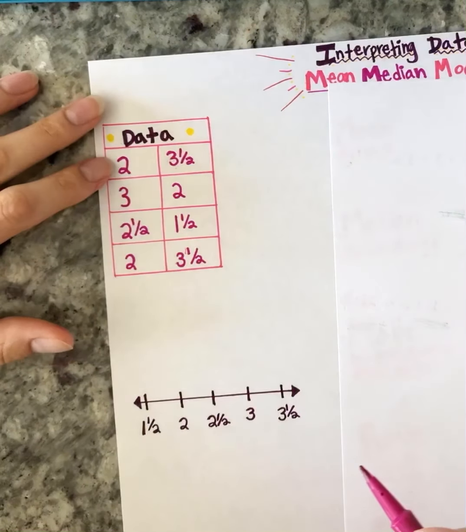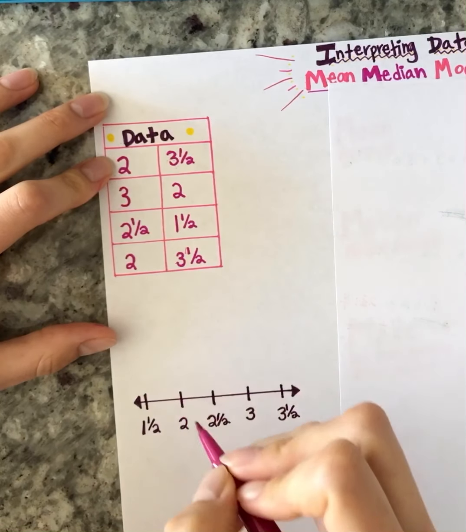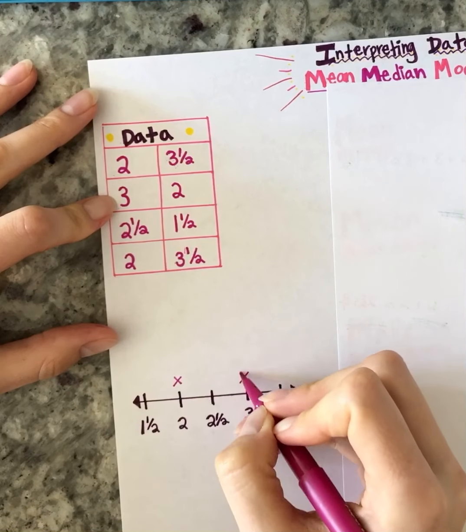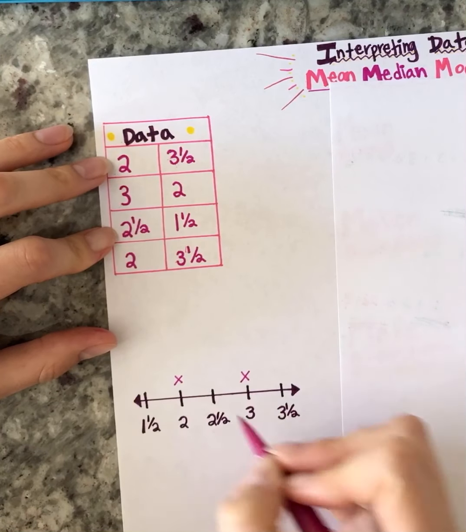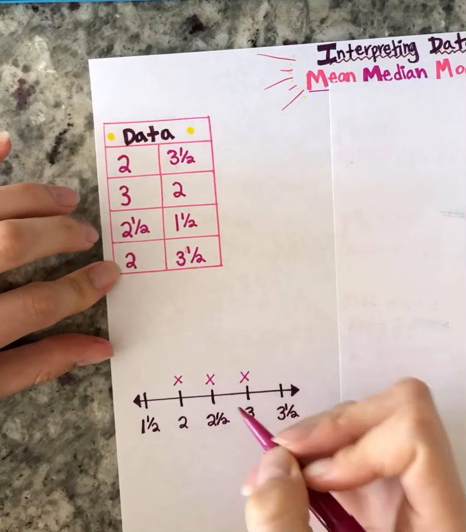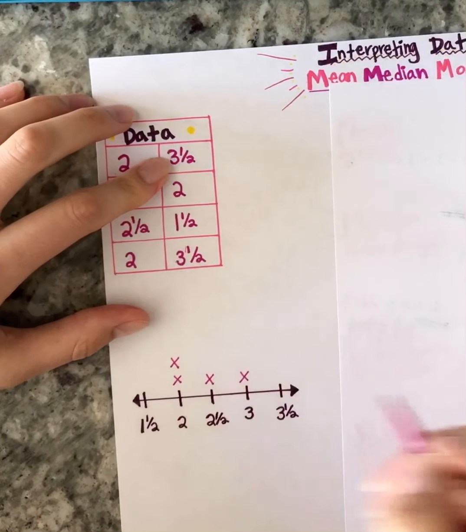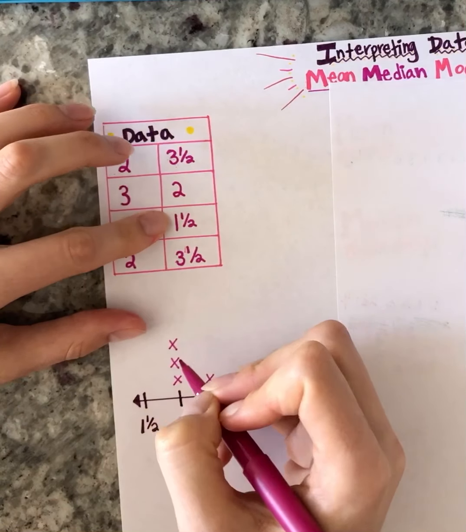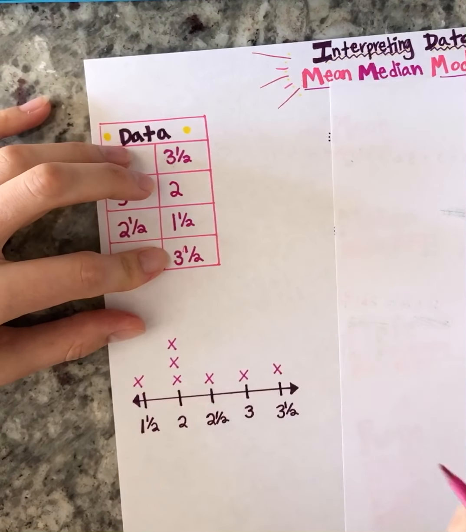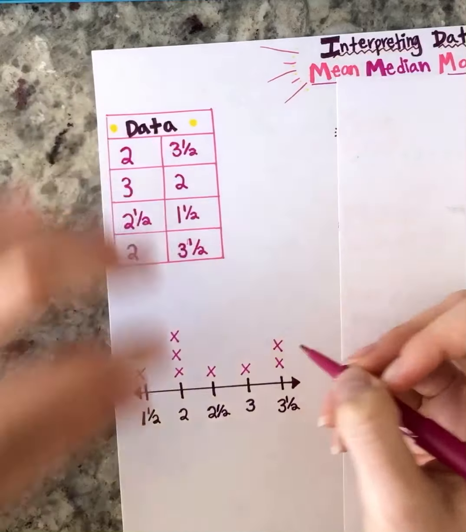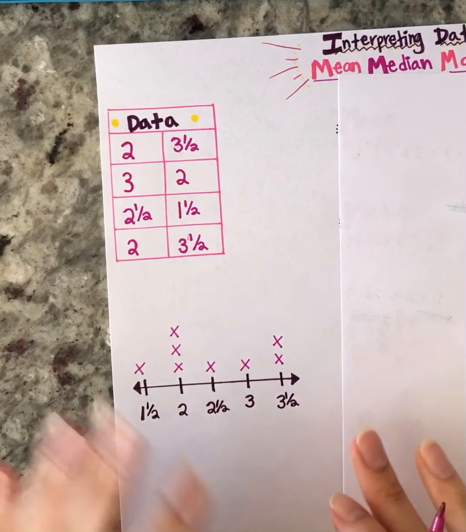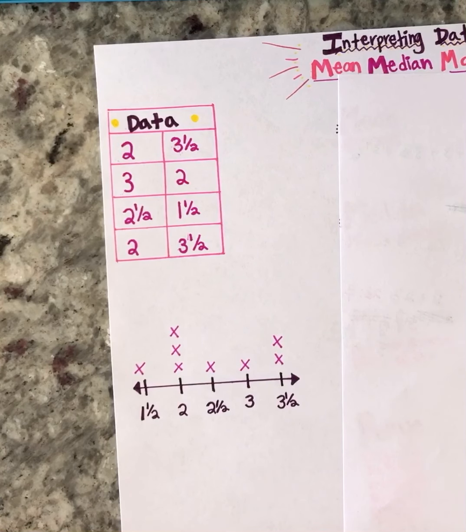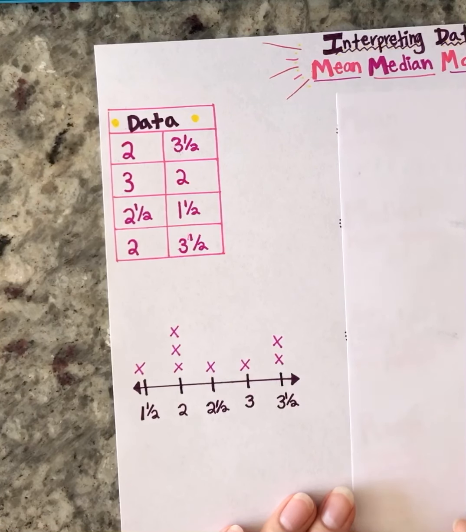All right, so here we have 2. I'm going to indicate that with an X. 3, again, indicate with an X. Keep going, 2.5, 2, 3.5, 2, 1.5, and 3.5. So now we have our plotted points, and we're going to be able to use the mix of this data and our line plot in order to help us answer some questions about our data set.